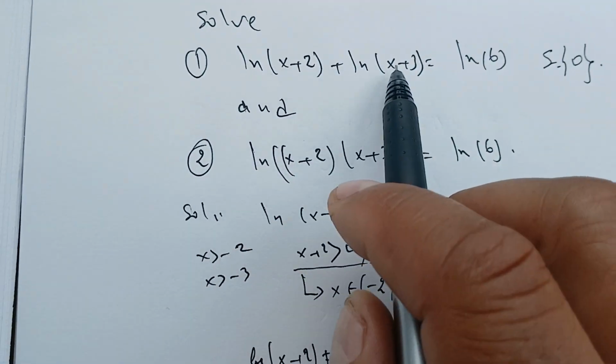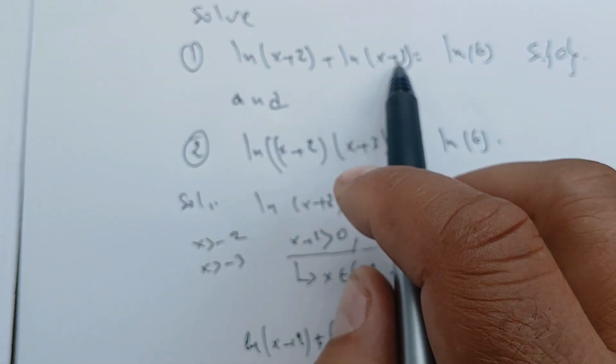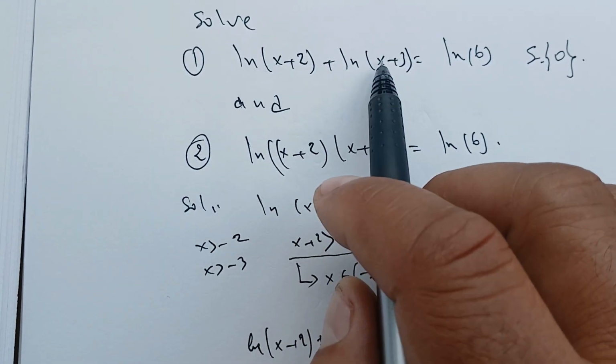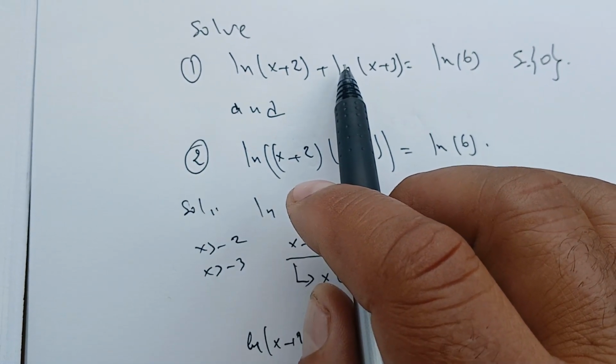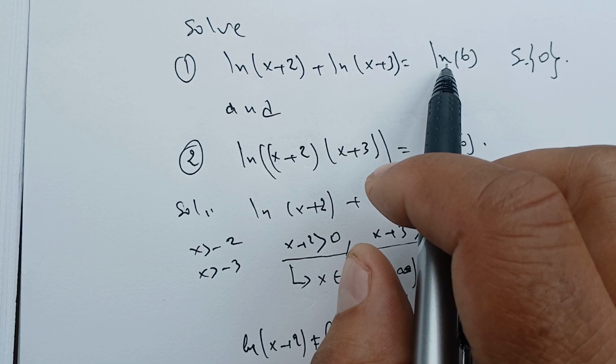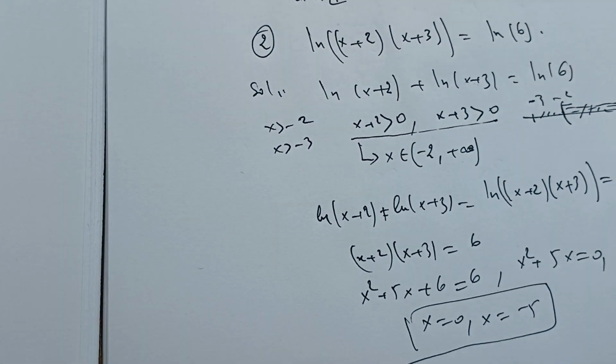If you plug 0 here, you get ln of 2 plus ln of 3. Both of them are positive, so you can multiply. Therefore, ln of 2 times 3, which is 6, and we get the result. Now, let's solve the second one.